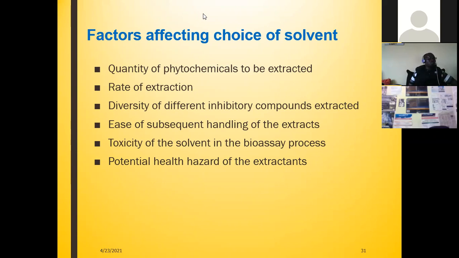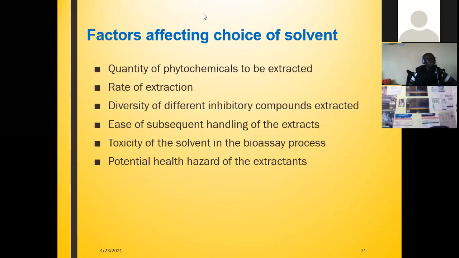Then ease of subsequent handling of the extract. Don't choose an extract that poses a lot of health risk. For example, we have a solvent called benzene. Benzene is very risky and it is carcinogenic. So in most cases where you can avoid such solvents, avoid them. Only choose a solvent that is safe for you.